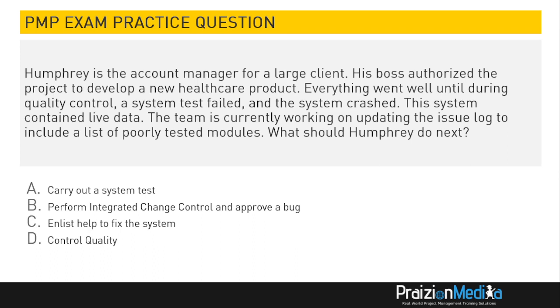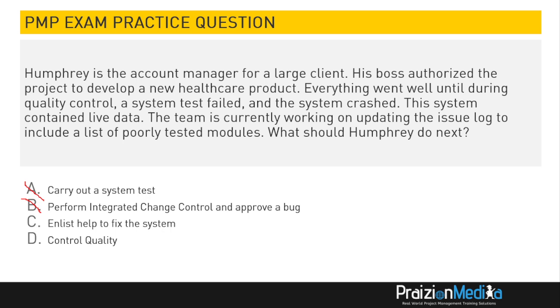Think about it. Hit the pause button for more time. I will reveal the answer. Okay, so it wouldn't be A. A system test has already been carried out. B. Perform integrated change control and approve a bug. That doesn't make sense. You don't approve a bug. A bug happens. It's not something you approve.